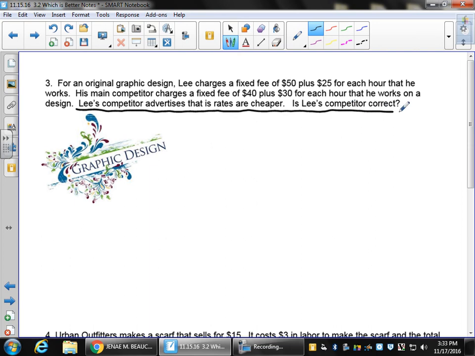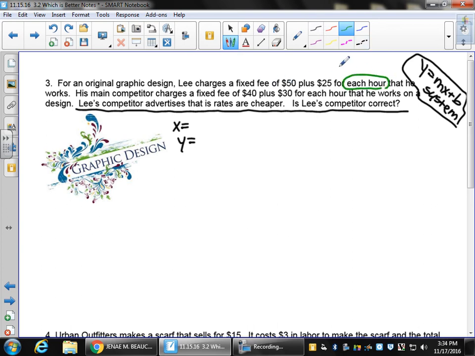So Lee's competitor advertises that his rates are cheaper. Is Lee's competitor correct? We know that we're comparing two people, so it will be a y equals mx plus b system. Okay. Let's first define variables. X equals, Y equals. We'll look for per, each, or every. Fixed fee of $50, each hour. So X is number of hours.